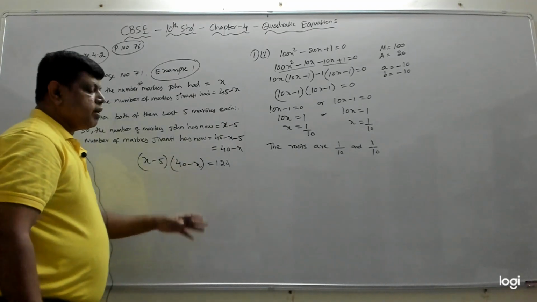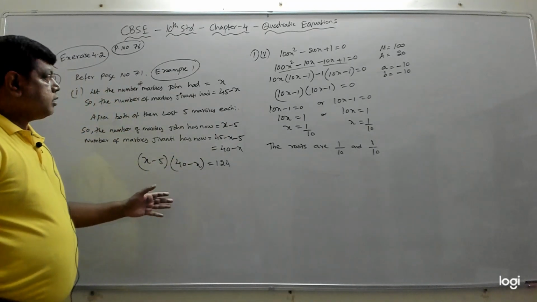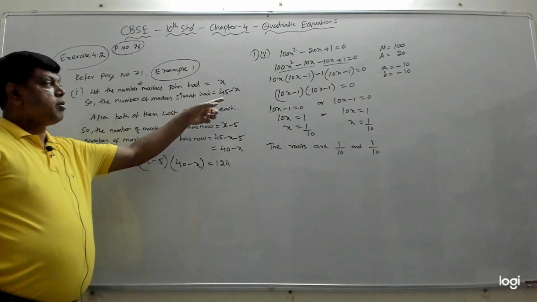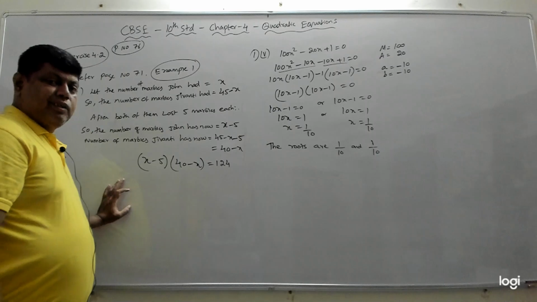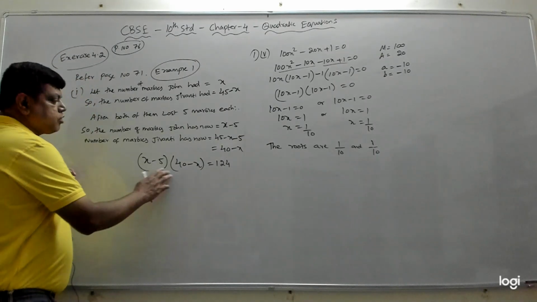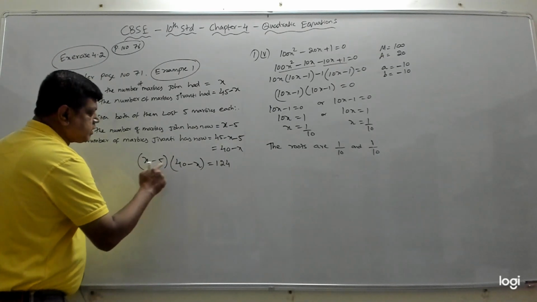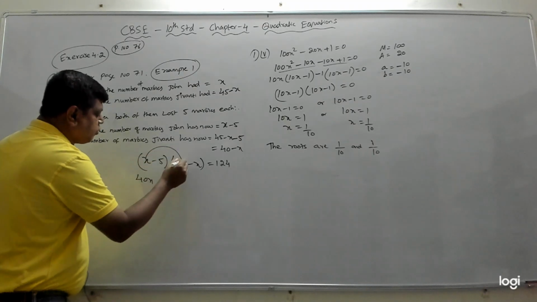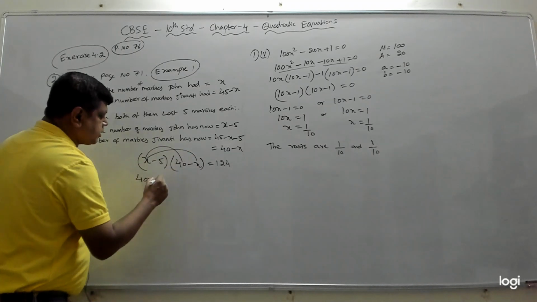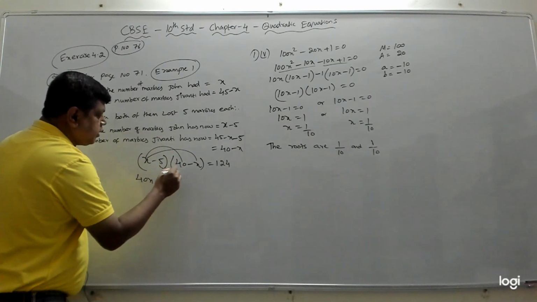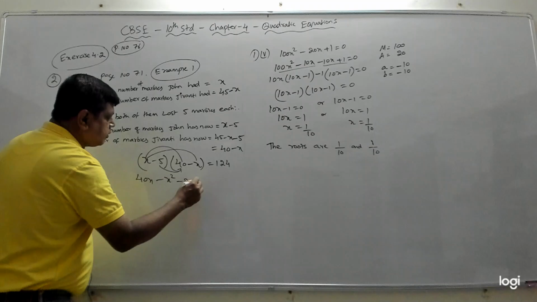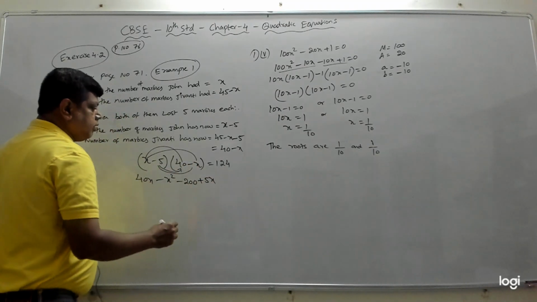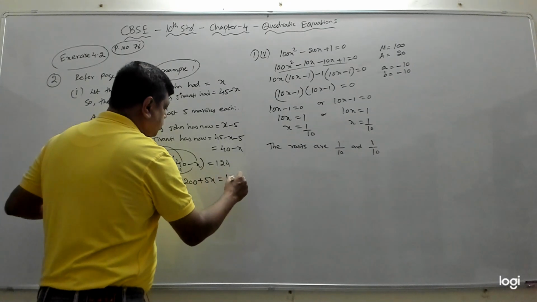Now we need to solve this and find the value of x. That will give the number of marbles John had. Then if you do 45 minus x, we will get the number of marbles Jivanti had. Now we need to solve this equation. Let's multiply this. x into 40 is 40x, x into minus x is minus x square. Now minus 5 into 40 is minus 200, and minus 5 into minus x is plus 5x, equal to 124.